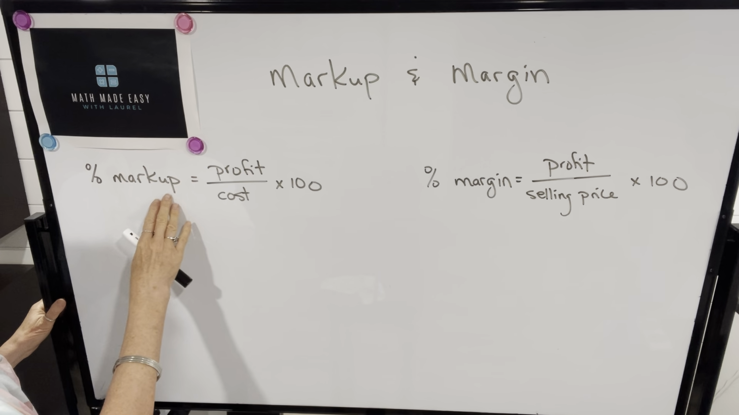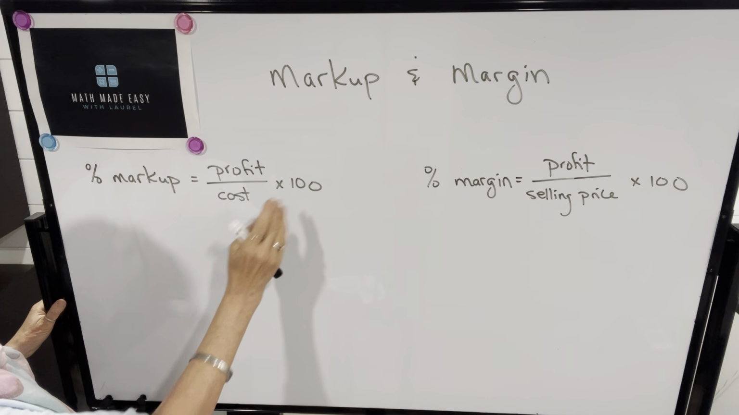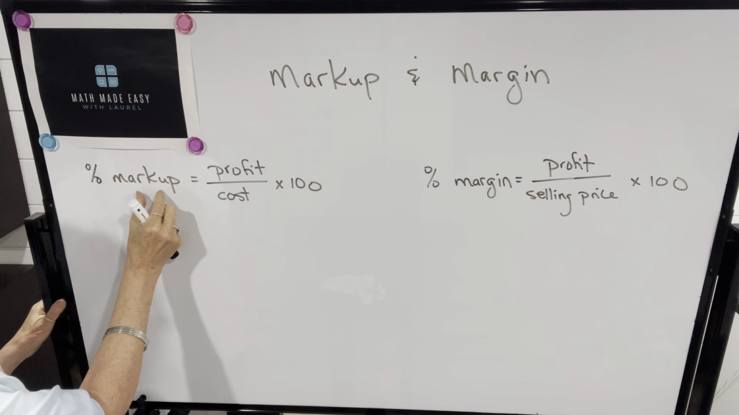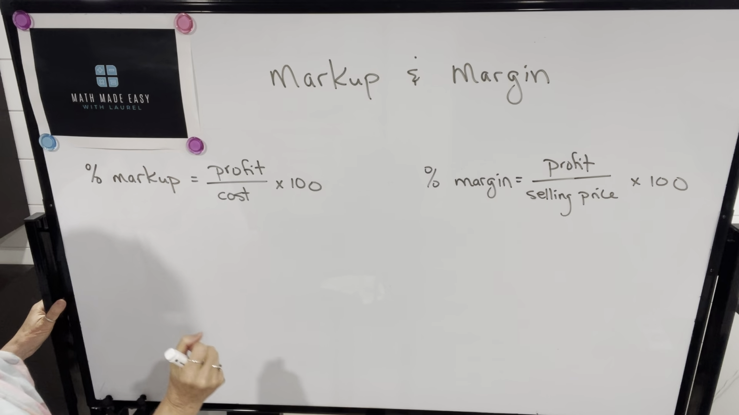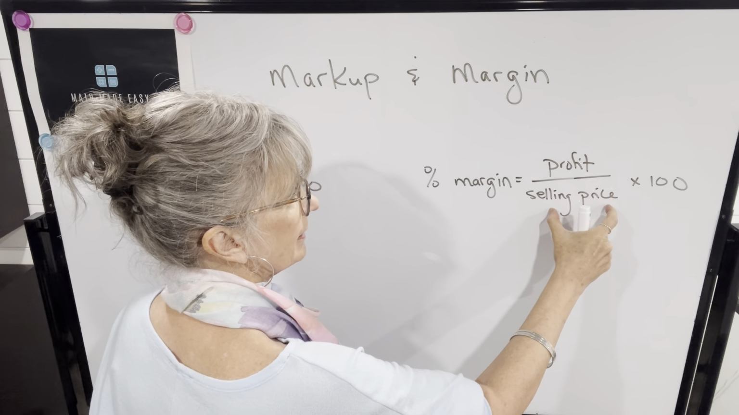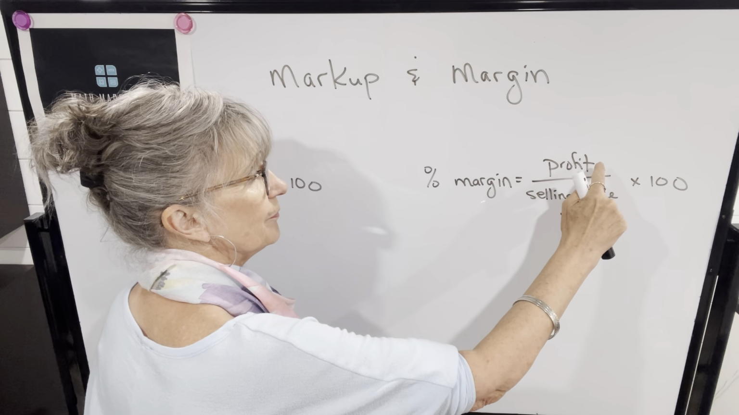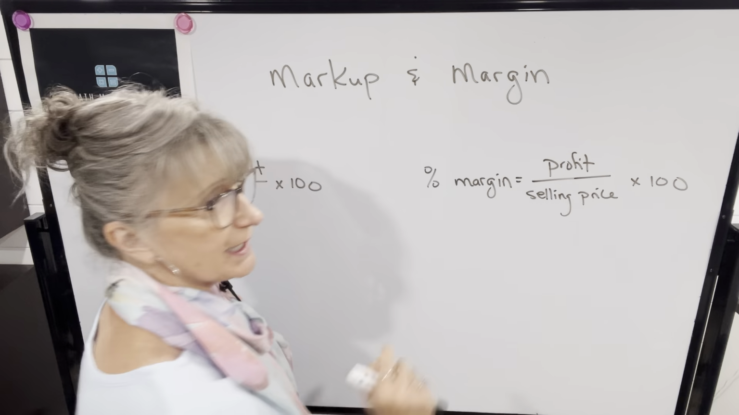The percent markup is defined as the amount of profit divided by the cost times 100. So a percent markup is based on the cost, whereas percent margin is defined as profit divided by selling price times 100 to change it to a percent. So the percent margin is based on the selling price.